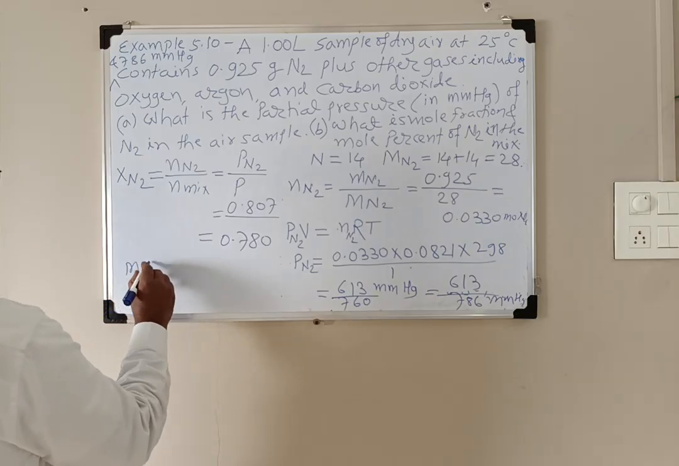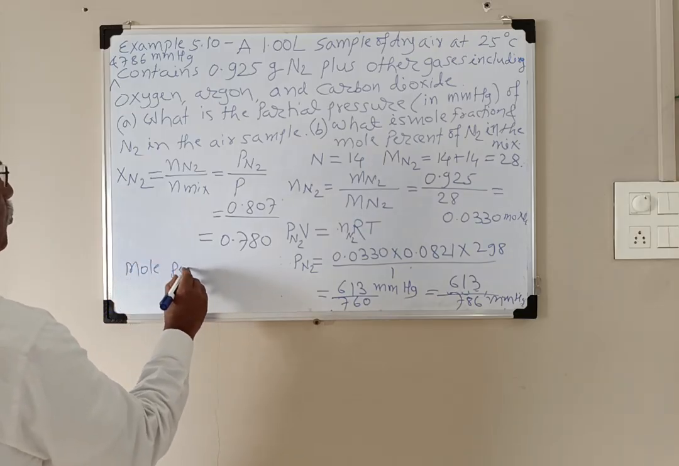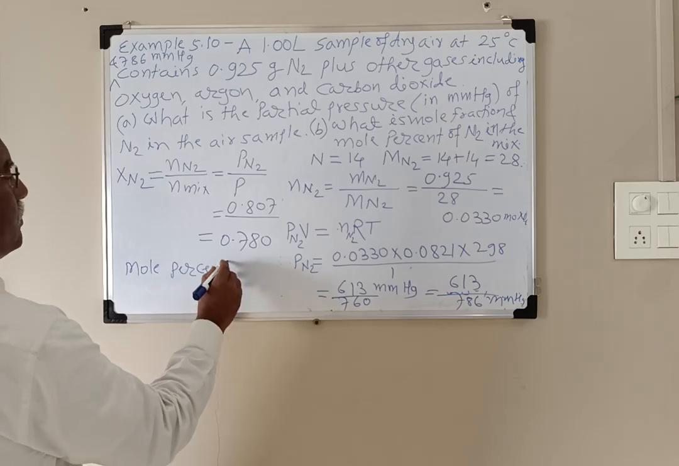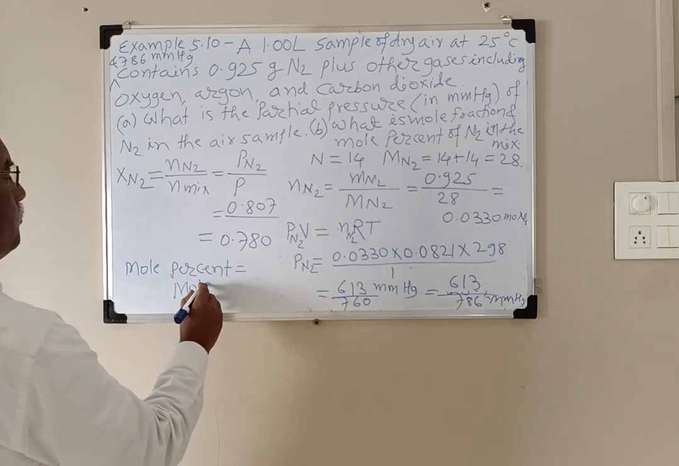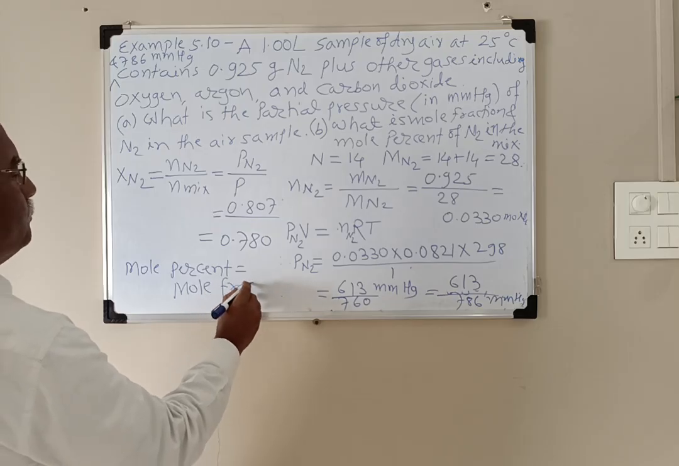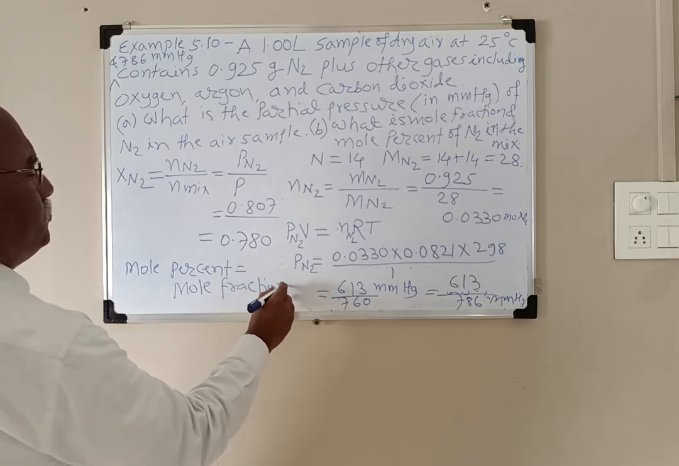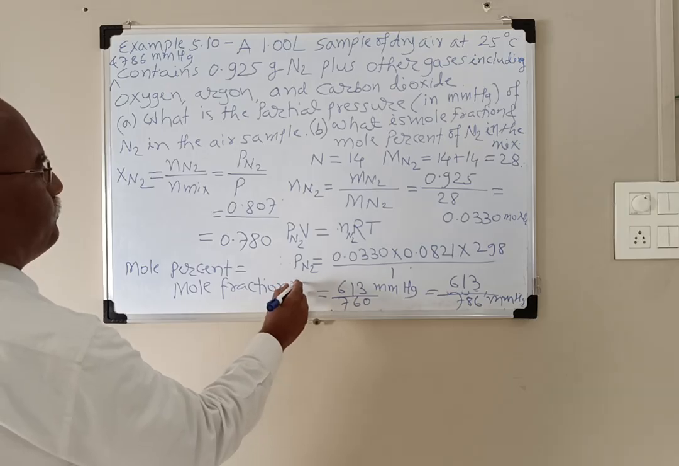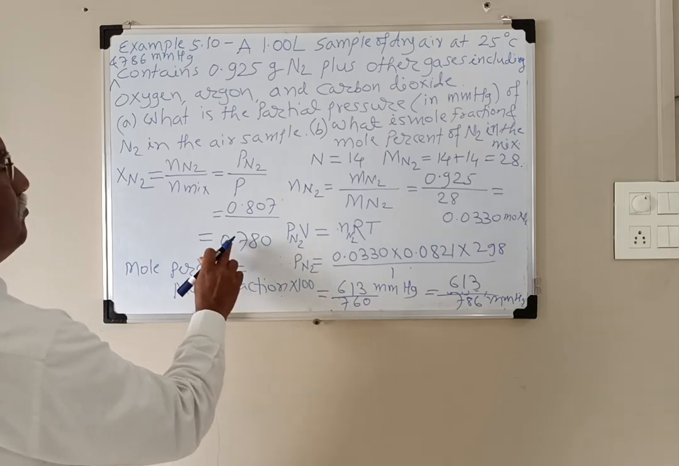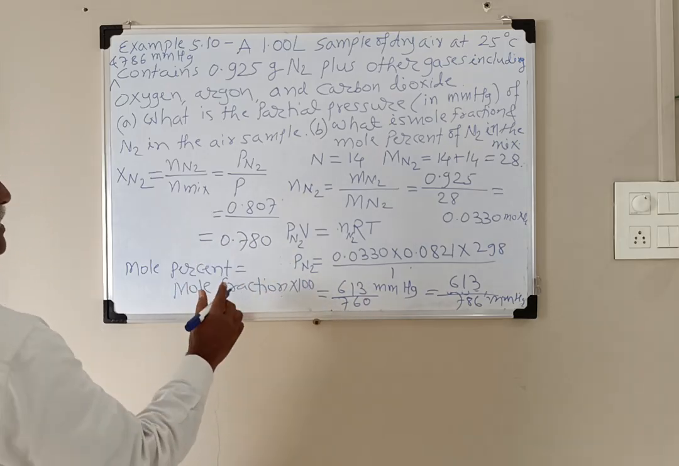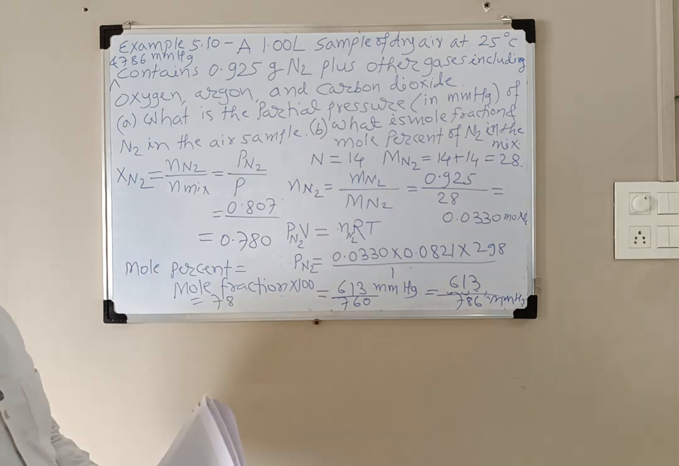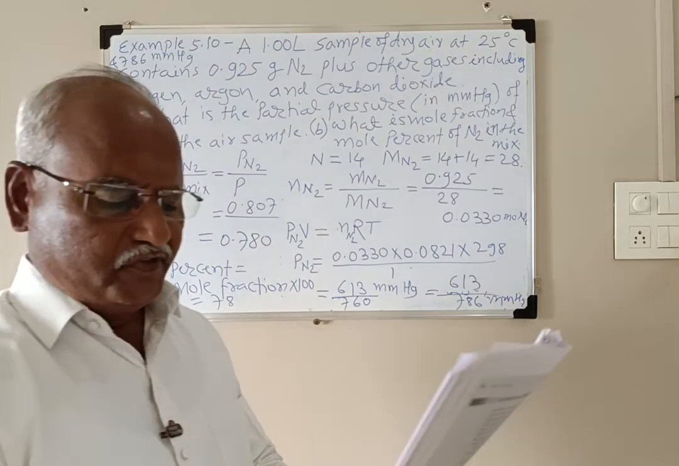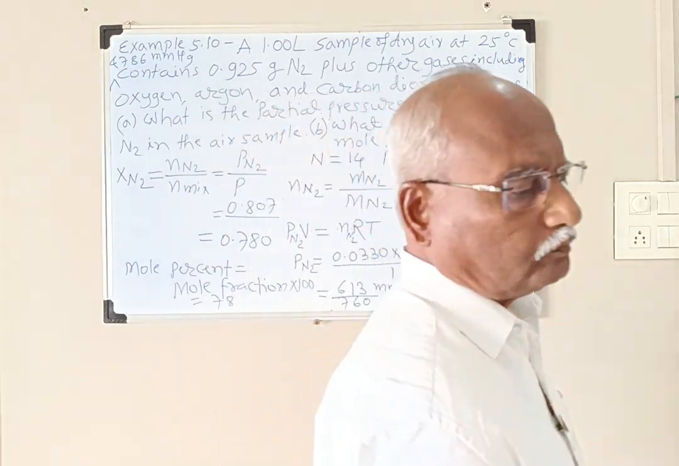Mole percent, calculate mole percent is equal to mole fraction into 100. Multiply this value by 100, that is equal to 78. This is mole percent. So this is the answer.